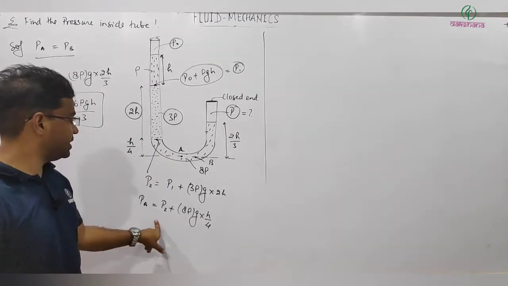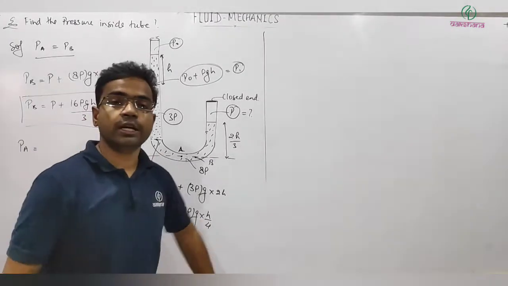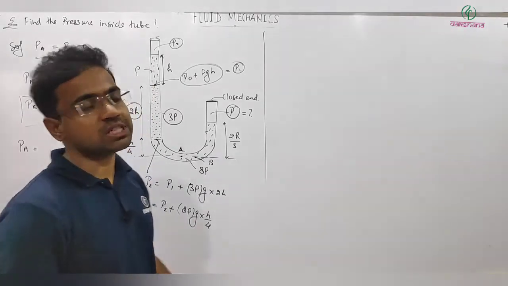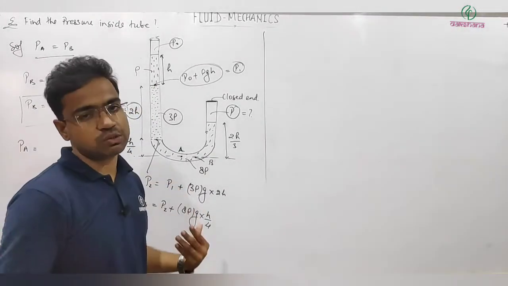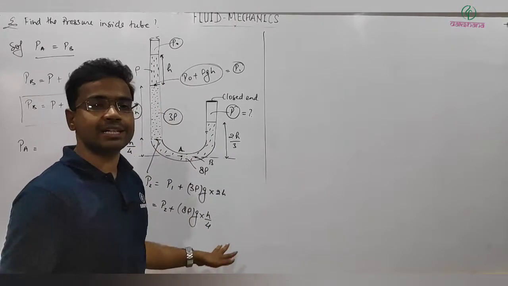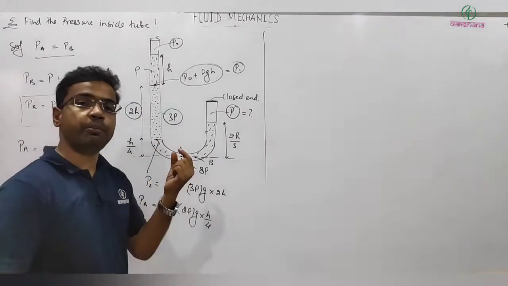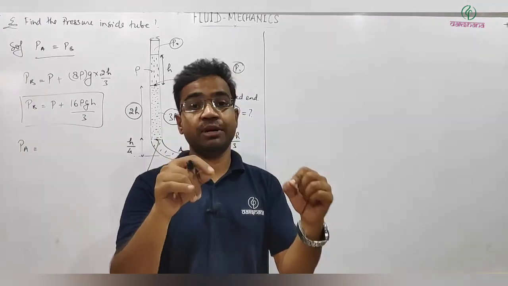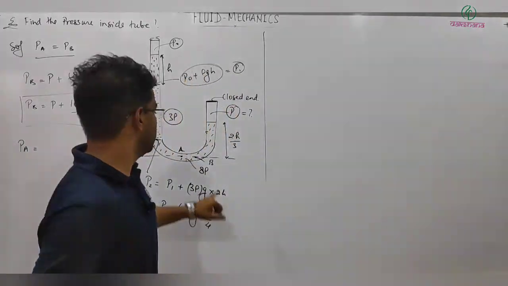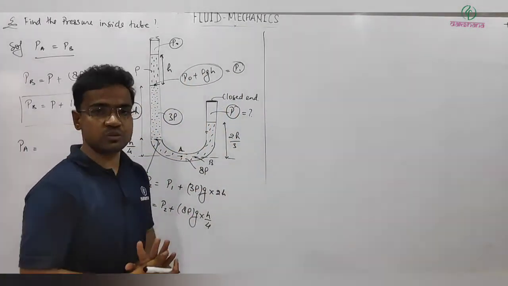So in this manner, it doesn't matter whether 2, 3, 4 or any number of liquids are filled in any tube, in any situation we should be able to write the expression for the pressure. And then just equating, because A and B both points are at the same level in the same liquid, that's why the pressure at point A and B must be equal.